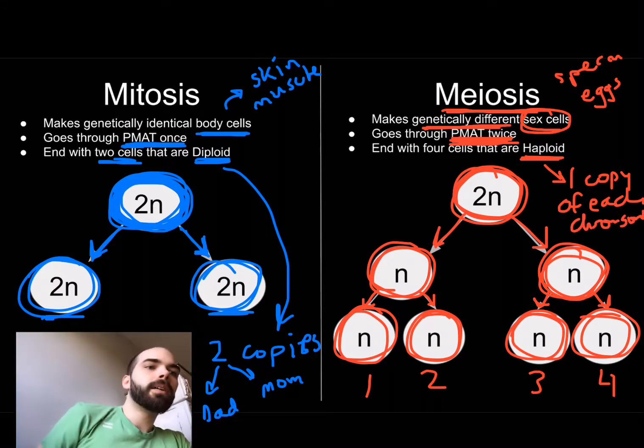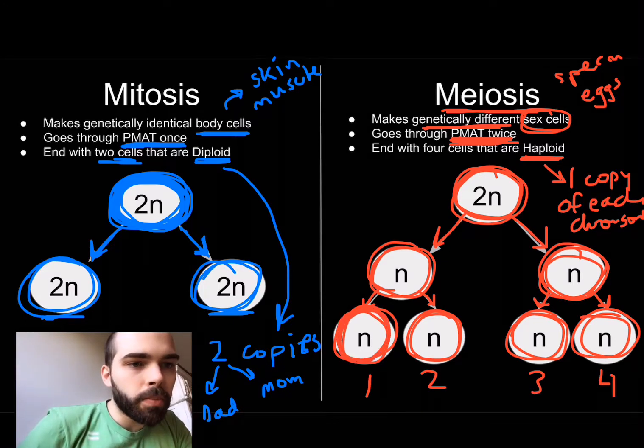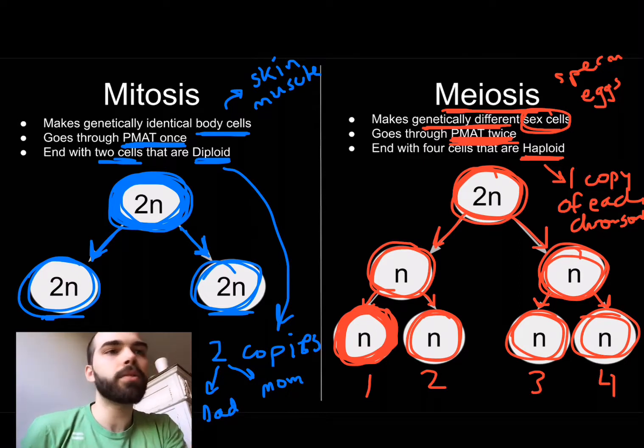So, in a sperm, if this is a sperm cell, it will have only 1 copy for each chromosome in it. That copy may be from dad, that copy may be from mom, it may be some mixture of the two. So we're going to see how this works.